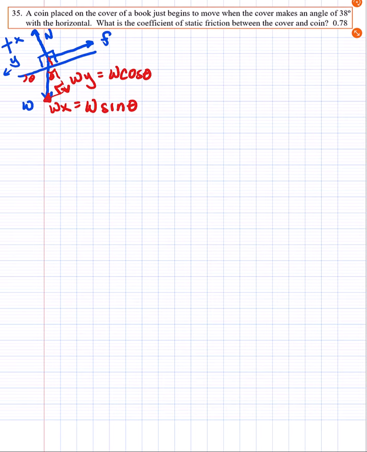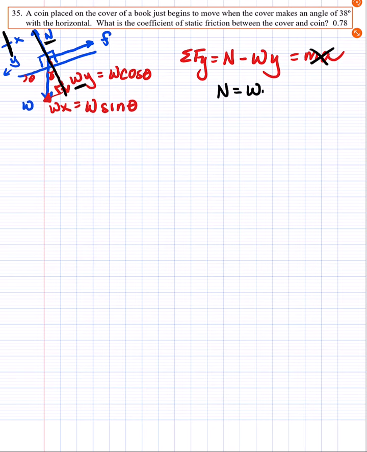Now I'm going to write my fy equation. My fy equation is equal to n going up minus wy going in the opposite direction. This is why we put the negative sign in. This is equal to ma. So if I look at my coordinate system, this is my y. The vectors in my y direction are n and wy. This is why it's n minus wy. It is not moving in the vertical direction, so ma is equal to 0. So that tells you n is equal to wy if we rearrange it.